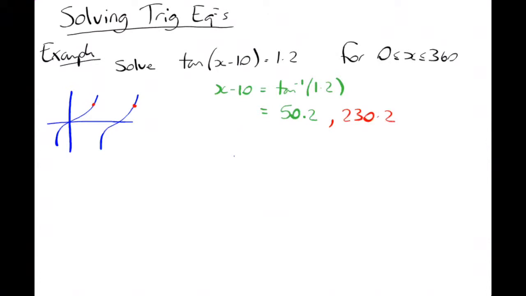We need to work out all our different values before we start doing anything with that bracket. So we're looking at x minus 10 equals all these different answers. So we've got x minus 10 equals 50.2 and 230.2. So therefore x is, just add on 10. So x is 60.2 and 240.2. Another example will show you what I mean.